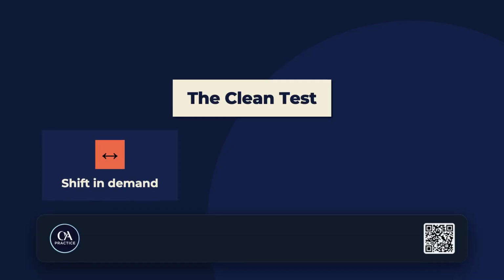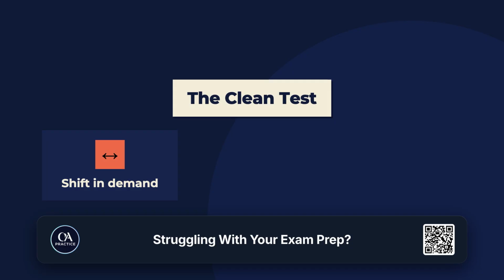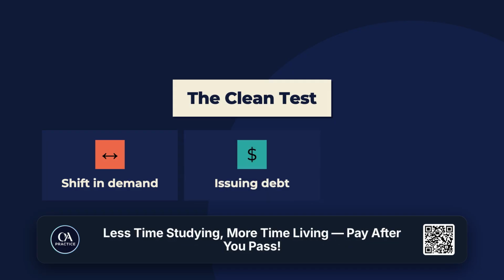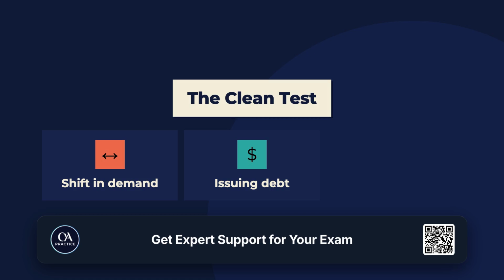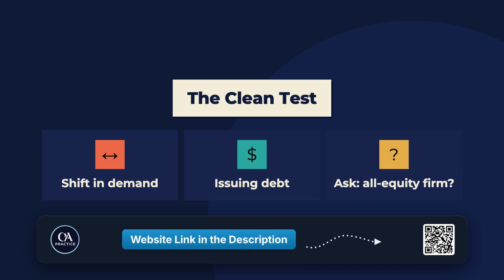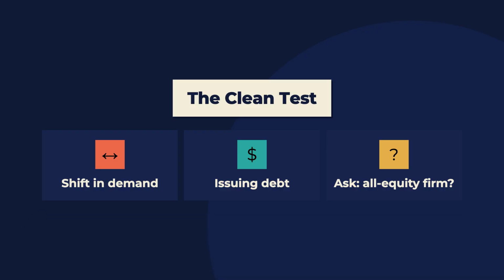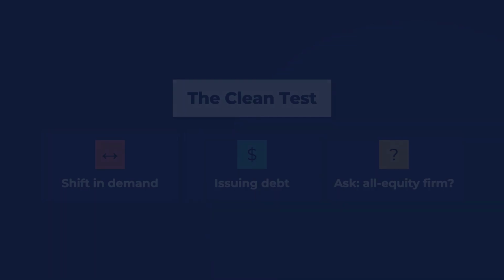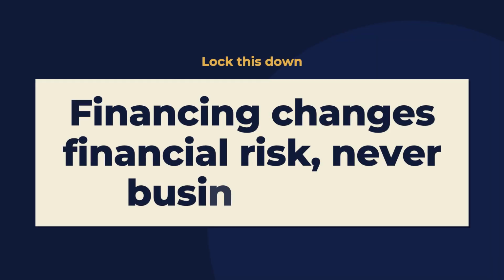The test is simple. Ask what a change would do to an all-equity version of the firm. A shift in demand or cost structure changes business risk, while issuing debt or preferred stock changes only financial risk, leaving operations untouched. So when a firm borrows to fund a buyback, operations stay identical and business risk holds steady, while financial risk rises because fixed interest now concentrates unchanged operating swings onto fewer owners. The trap is ever letting a financing decision reach into the operating side.